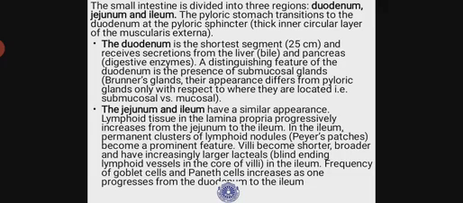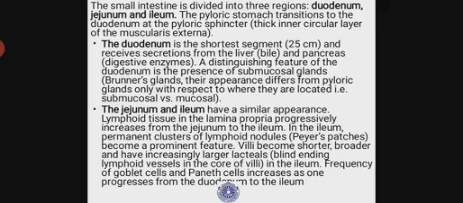The small intestine is divided into three regions. As I told you already, they are duodenum, jejunum and ileum. The pyloric stomach transitions to the duodenum at the pyloric sphincter, which is a thick inner circular layer of the muscularis externa. The first part is called the duodenum, the shortest segment, having a length of about 25 centimeters, and it receives secretions from the liver and pancreas, which contain digestive enzymes that play an important role in digestion.